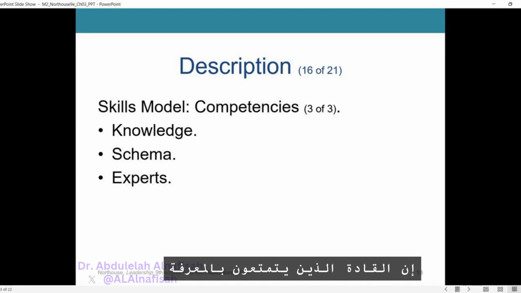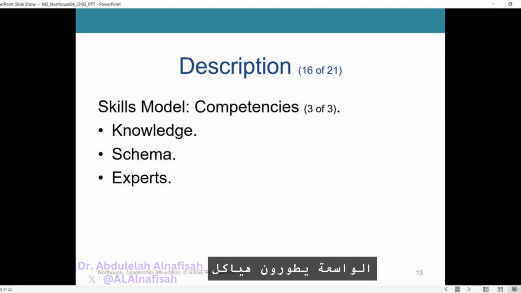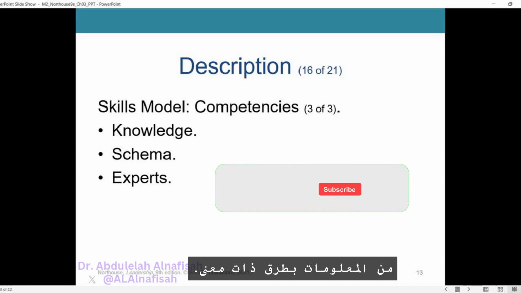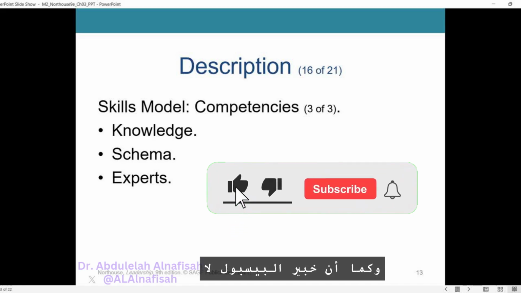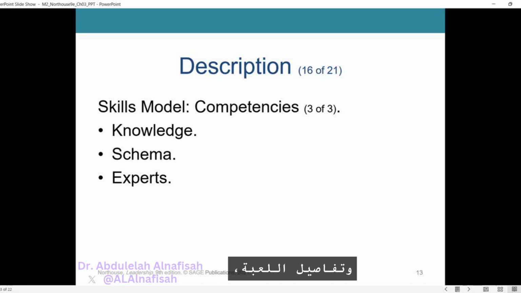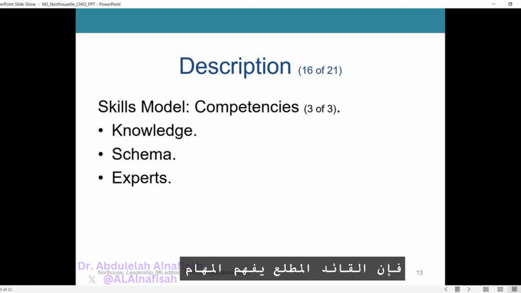Leaders with extensive knowledge develop complex organizing structures, allowing them to connect different pieces of information in meaningful ways. Just as a baseball expert understands not only statistics, but also strategies, player dynamics, and game nuances, a knowledgeable leader comprehends organizational tasks, people, products, and their interrelationships.